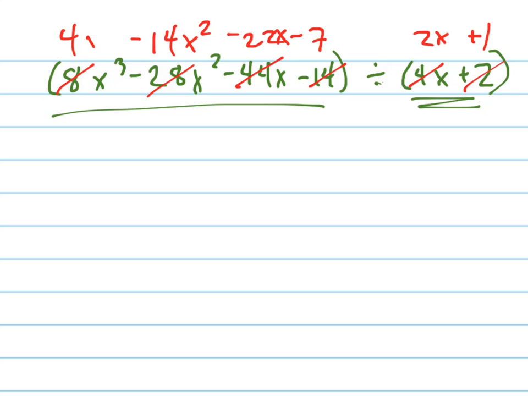Wait, what did you do? I factored out a 2. Right? Because think about factoring a 2 out of this one and a 2 out of this one and then just canceling them out. That's what I did.